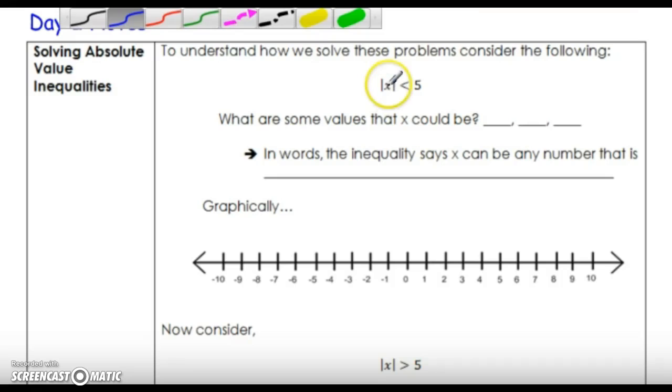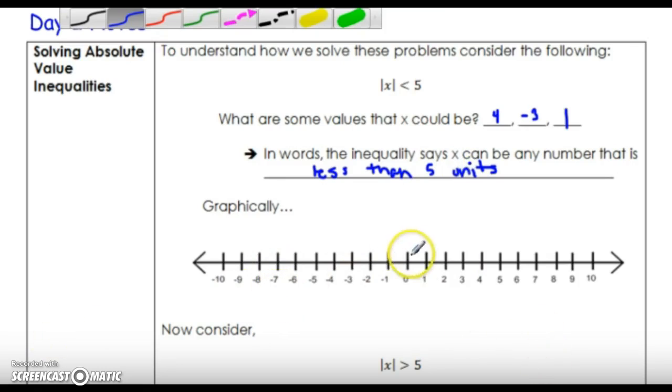Let's think about that. If I were to plug in here, what would be less than 5? Well, I could plug in a 4. The absolute value of 4 is less than 5. I could plug in a negative 3, because the absolute value of negative 3 is 3, which is less than 5. I could plug in a 1. The absolute value of 1 is less than 5. So in other words, the inequality says x can be any number that is less than 5 units.